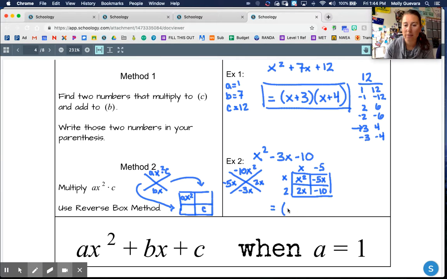So now I can write this as x plus 2, x minus 5. And it doesn't matter the order. I could have written x minus 5 first and then x plus 2 second. Same thing up here. I could have written x plus 4 first and then x plus 3 second. So the order on that part does not matter. Okay, so two different methods here. Pick whichever one you like.